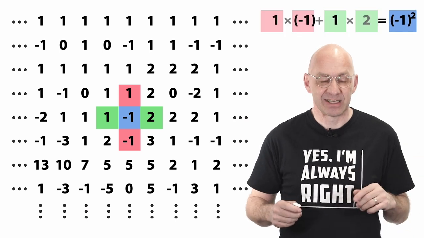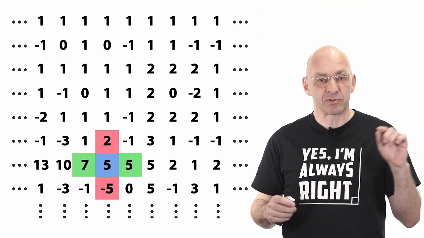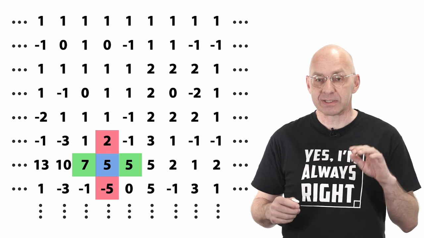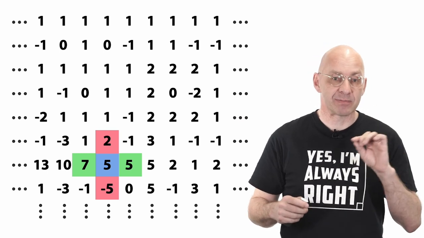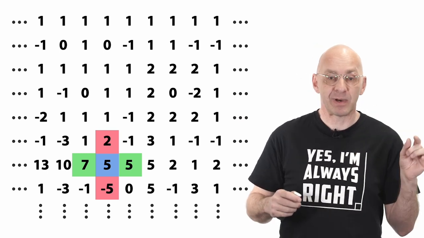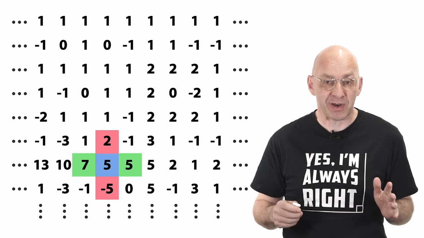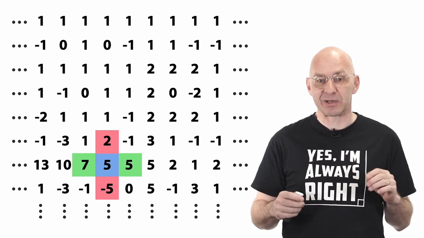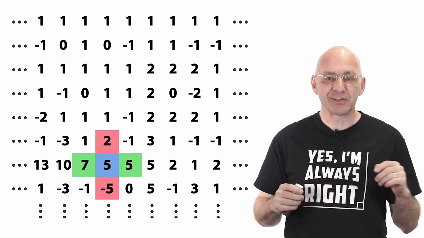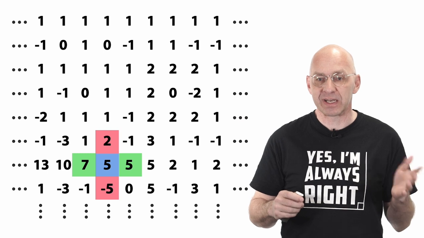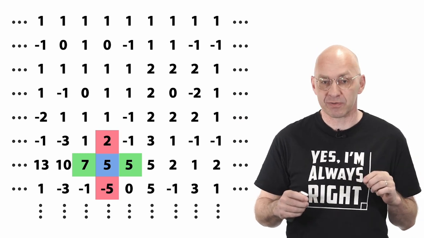Nice. Here's another example. Red times red, 2 times minus 5, that's minus 10. Green times green, 5 times 7, that's 35. 35 minus 10 is 25, and 25 is equal to the blue 5 squared. Works.